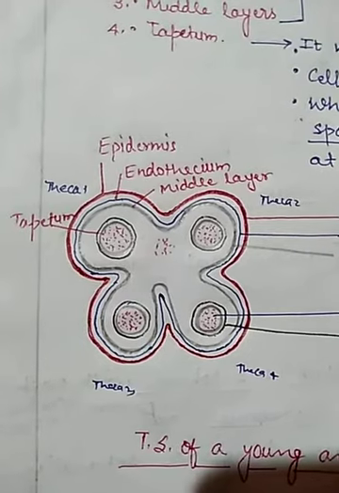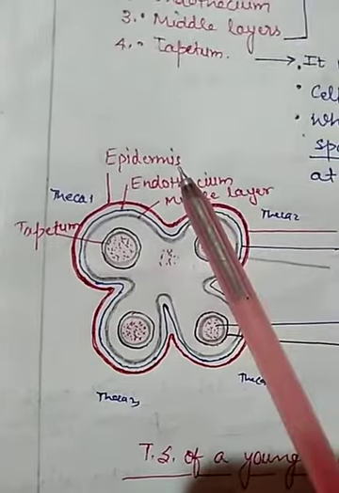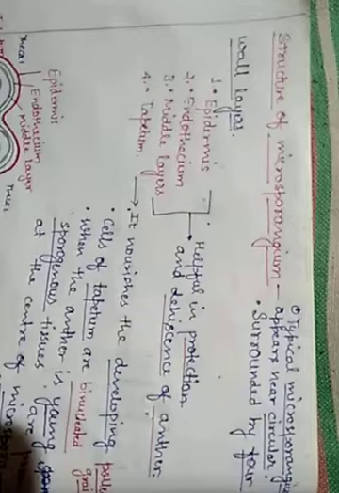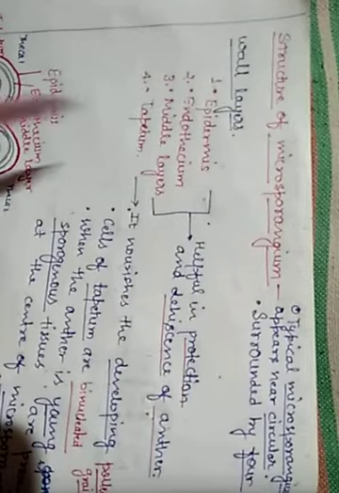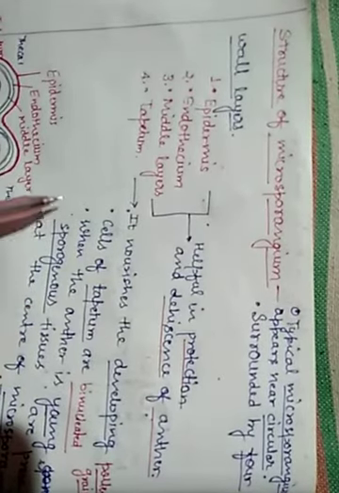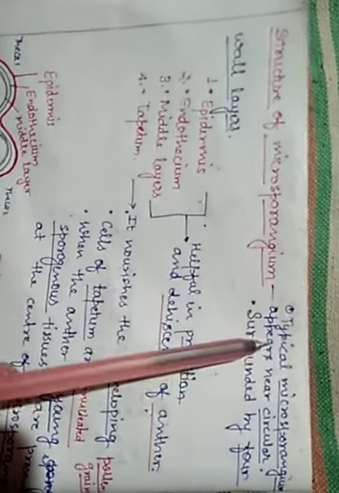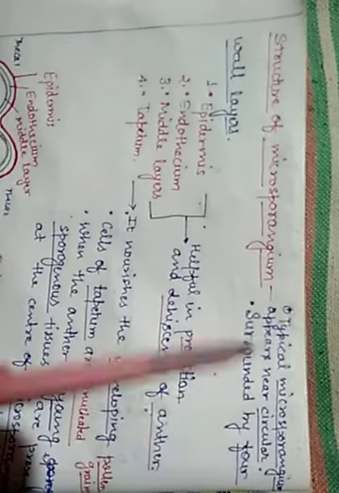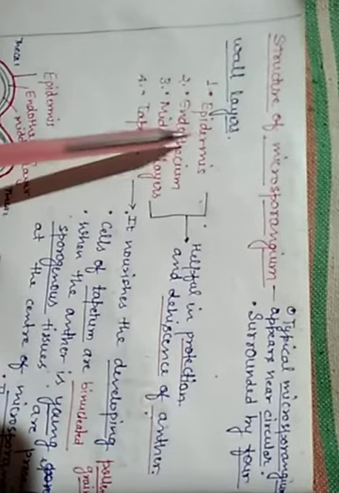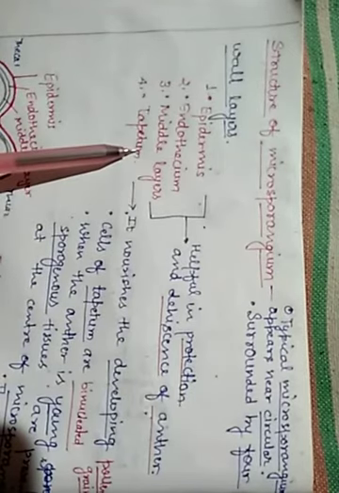In the TS of young anther, there are 4 layers present. These are known as epidermis, endothecium, middle layer as well as the tapetum. Now we will discuss the structure of microsporangium. If you look at the structure of the microsporangium, it looks like a circular structure. Typical microsporangia appear near circular. Next, it is surrounded by 4 wall layers: epidermis, endothecium, middle layer as well as the tapetum.